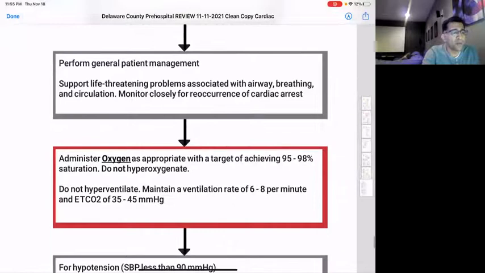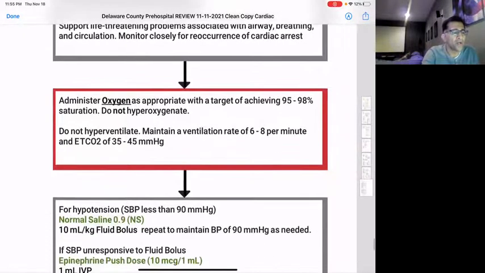Well, we perform a general patient assessment. Now you're going to support all the life-threatening conditions like airway, breathing, circulation, and really work through the whole list. We want to administer oxygen to get an appropriate target. We do not want to hyperoxygenate these patients. Do not also hyperventilate them. Think about 6 to 8 per minute, but we have our end-tidal CO2. And we're going to hook up our end-tidal CO2 during the cardiac arrest and resuscitation, so it should be here for us to be able to follow.